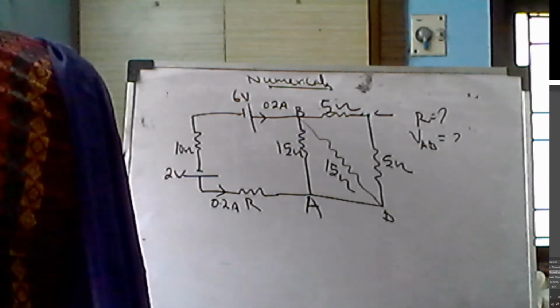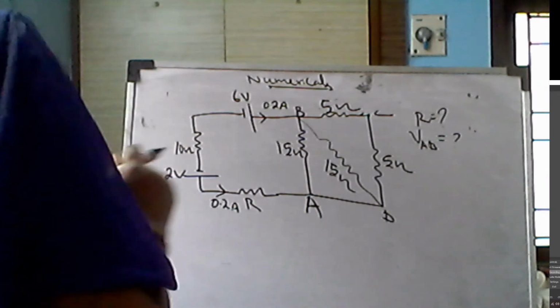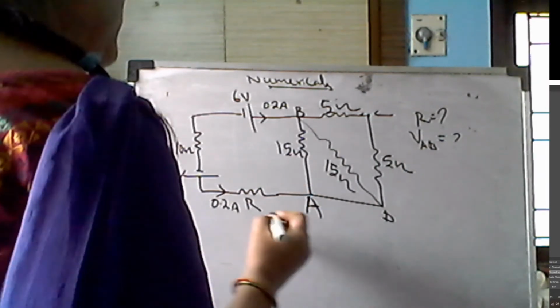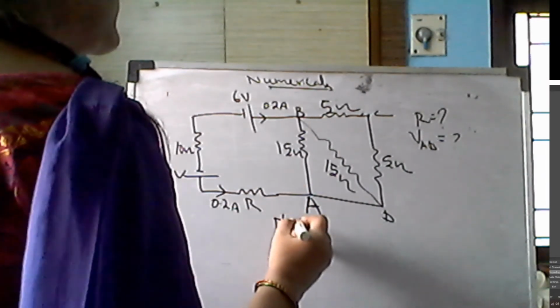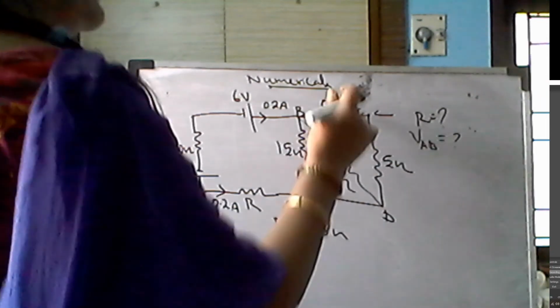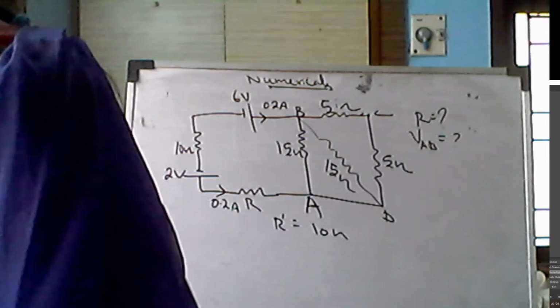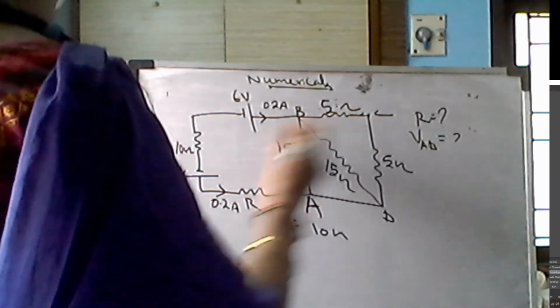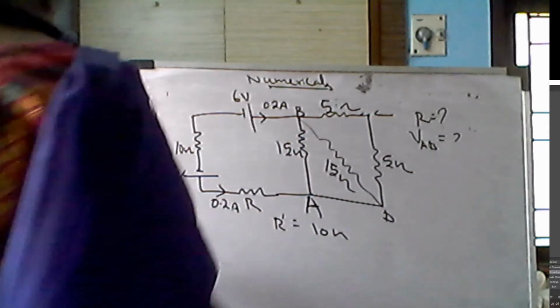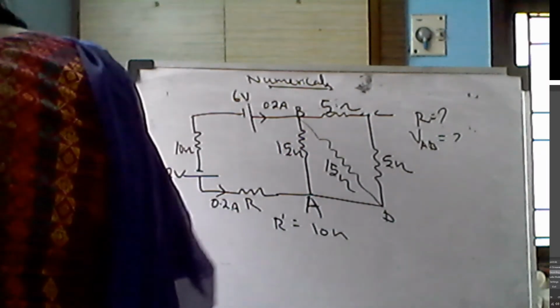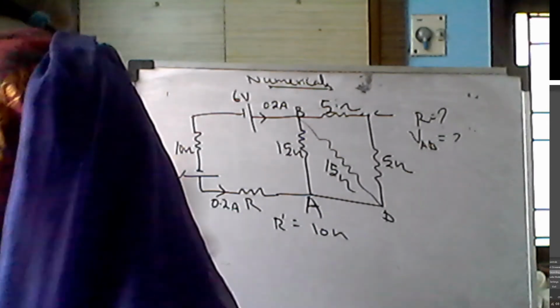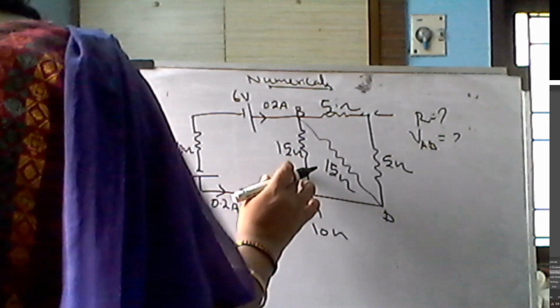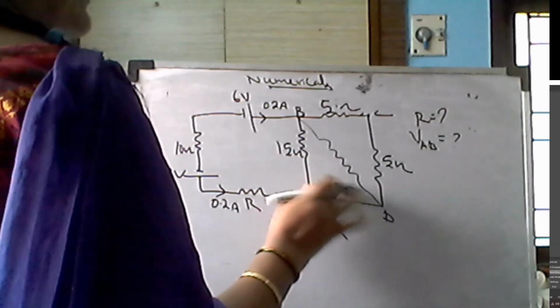Okay. So now, first R dash is 10 ohm. These two are 10 ohm. Then this is equivalent to this. So here you will be getting this. Actually, this is 30 ohm. This is not 15 ohm. This is 30 ohm.